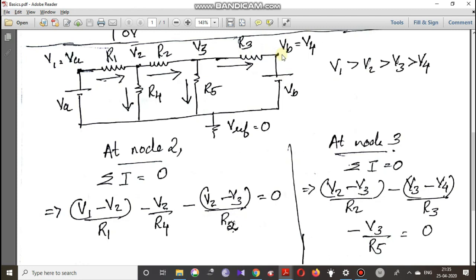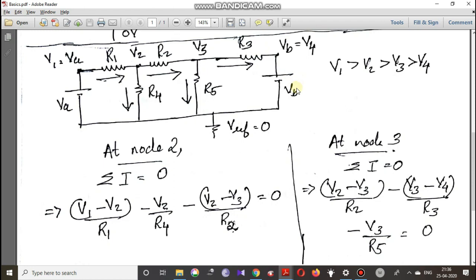We are assigning node voltages: here is V1, here V2, V3, and V4. This was our first node, the meeting point of VA and R1. This was the second node, the meeting point of R1, R2 and R4. This was the third node, the meeting point of R2, R3 and R5. And this was our fourth node, the meeting point of R3 and VB.